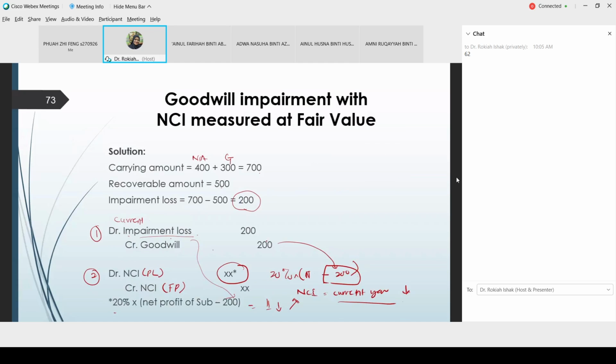So are there any questions for goodwill under the fair value method? If the NCI is measured at fair value, the journal entry is this one: impairment loss and goodwill, NCI, and then NCI in the statement of financial position. Any questions for the first method? Goodwill at fair value: when the NCI is measured at fair value, it means that there is an allocation of goodwill to the NCI also. So once there is an impairment loss, the impairment loss is also shared by the NCI and the parent.